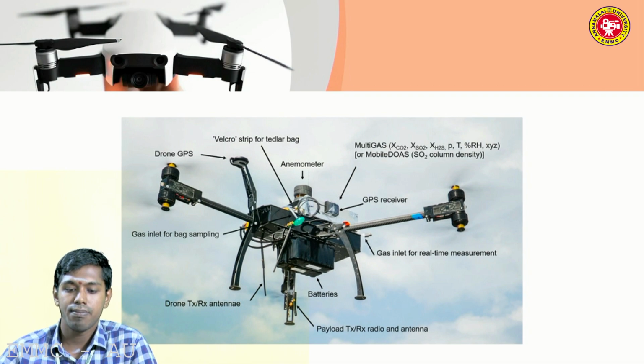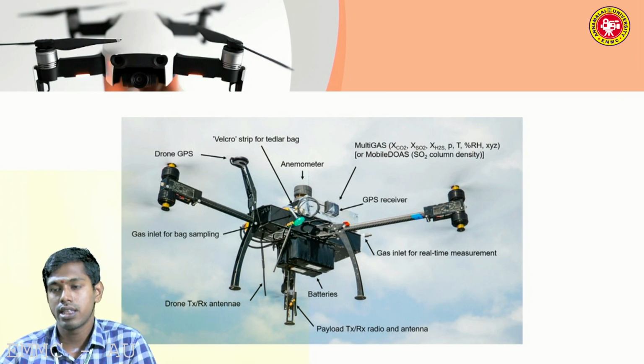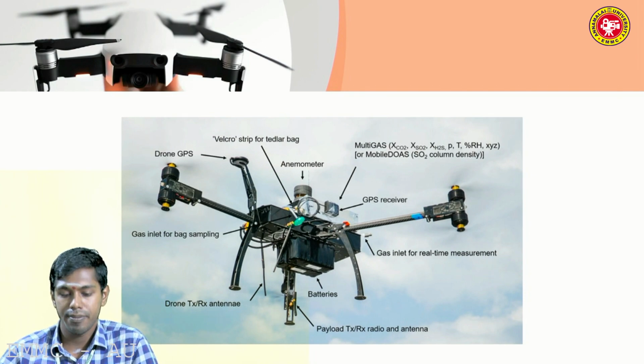And these are the parts in drone technology. The GPS receiver is there because it is used to locate where the drone has to spray the fertilizer or pesticides, and the gas inlet for real-time measurements. The gas inlet is used for flying of drones, and the battery is the main power reservoir of the drone. And bag samples also will be there in drones, because they are used for collecting the seeds, etc.